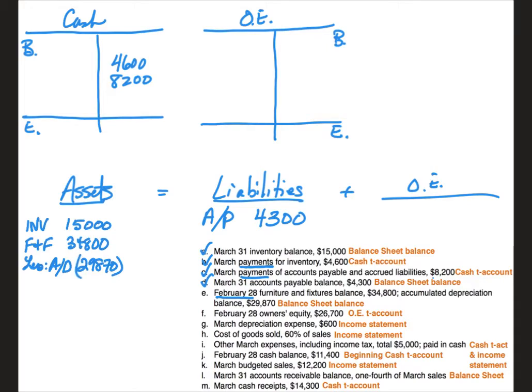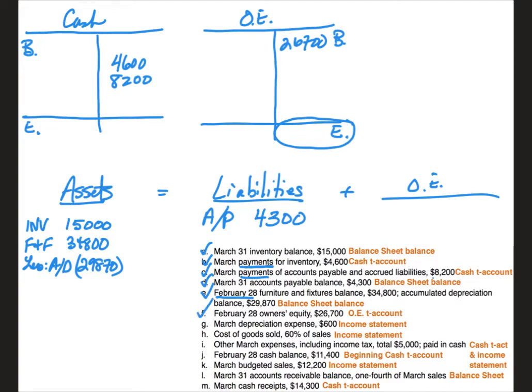$870. But we're pretty sure that number is going to change because we've got a month's worth of depreciation expense that will make that accumulated depreciation account increase. Okay, so let's be aware of that. Letter F, February 28th owner's equity is $26,700. Well, that's my beginning owner's equity. I'm looking for ending. This is the one I'm interested in because we're looking for March 31st.